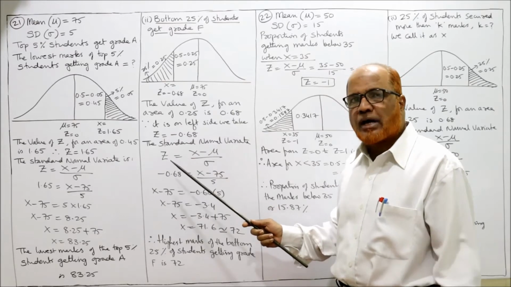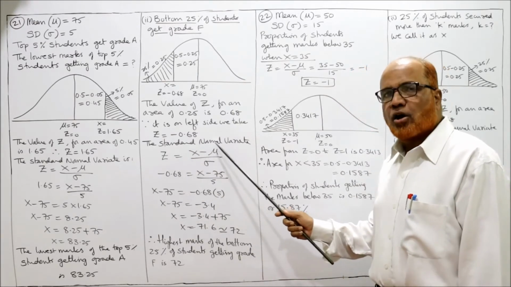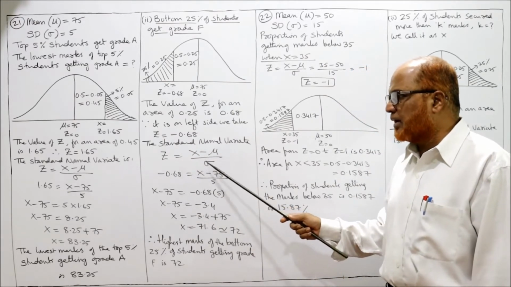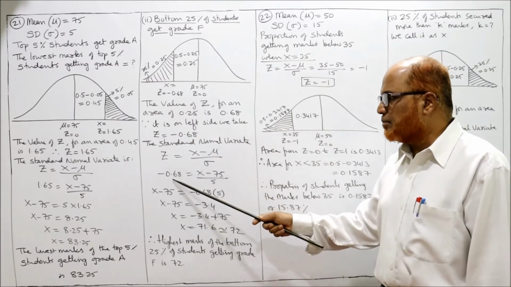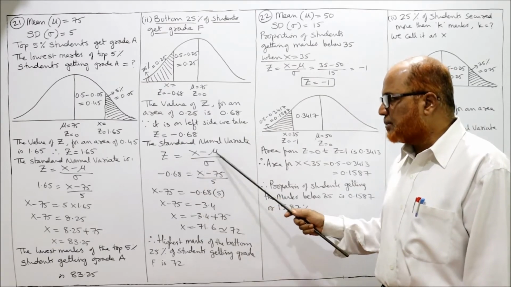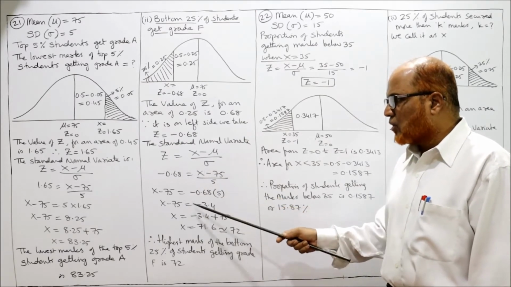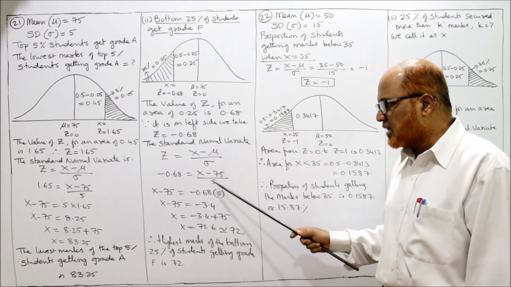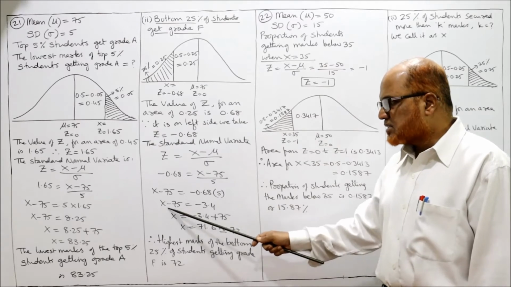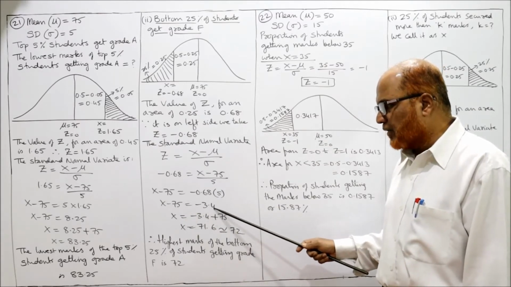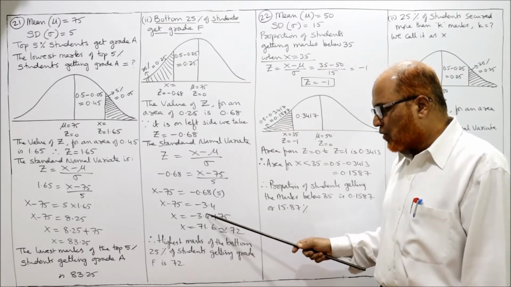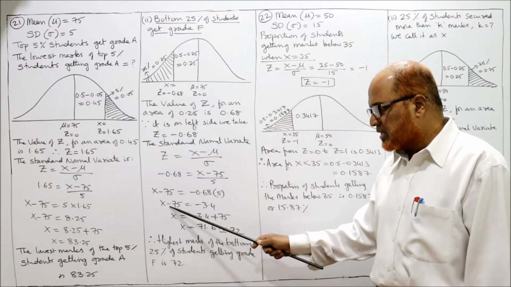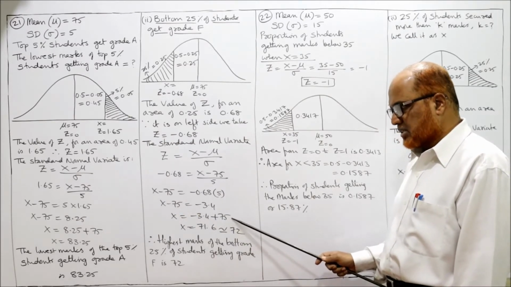Now we substitute, as usual, into the standard normal variate Z is equal to x minus mu by sigma. Minus 0.68 equals x minus 75 divided by 5. Cross multiply: x minus 75 is equal to minus 0.68 into 5, which is minus 3.4. Keep minus 3.4 on the RHS only and bring this 75 to the RHS.